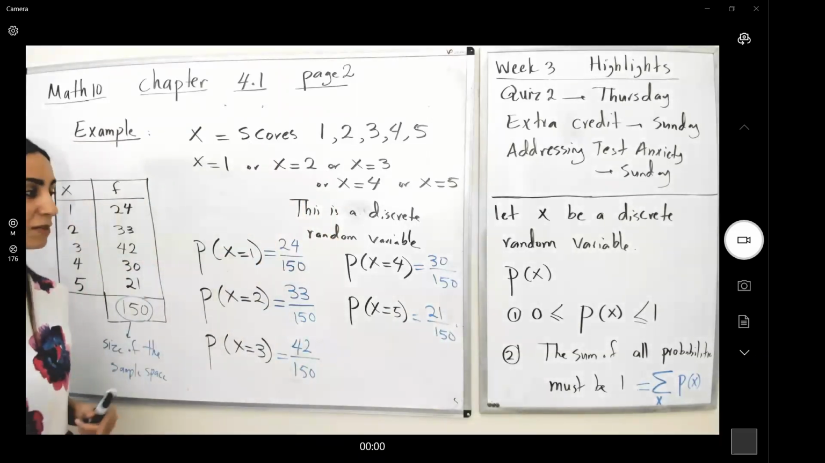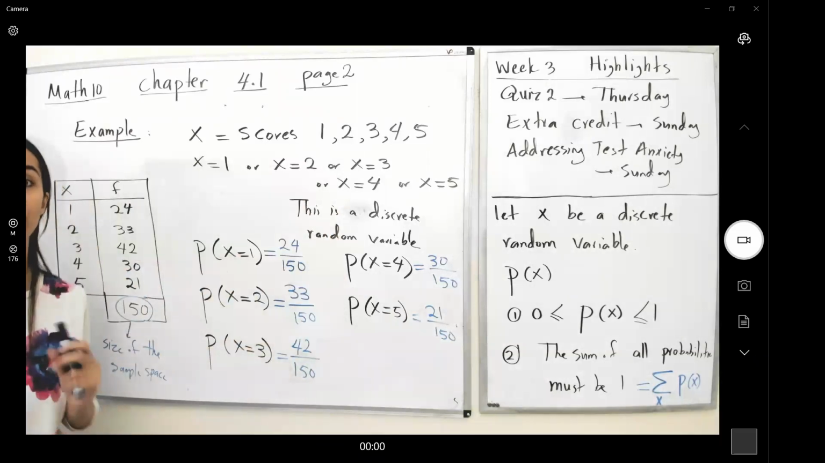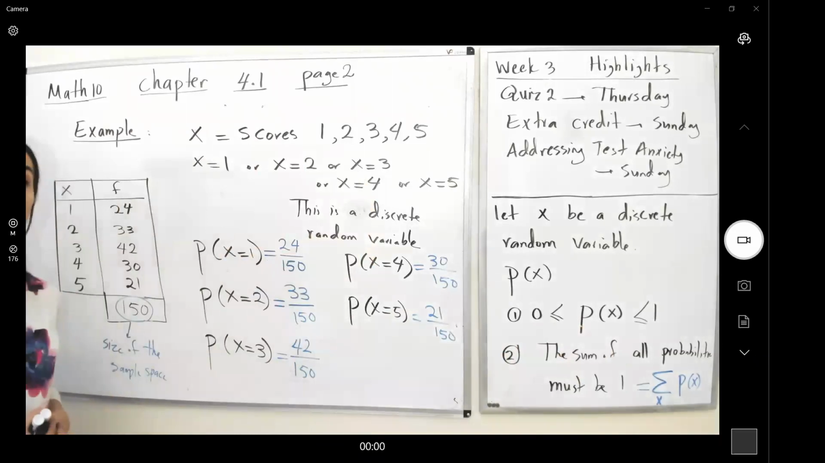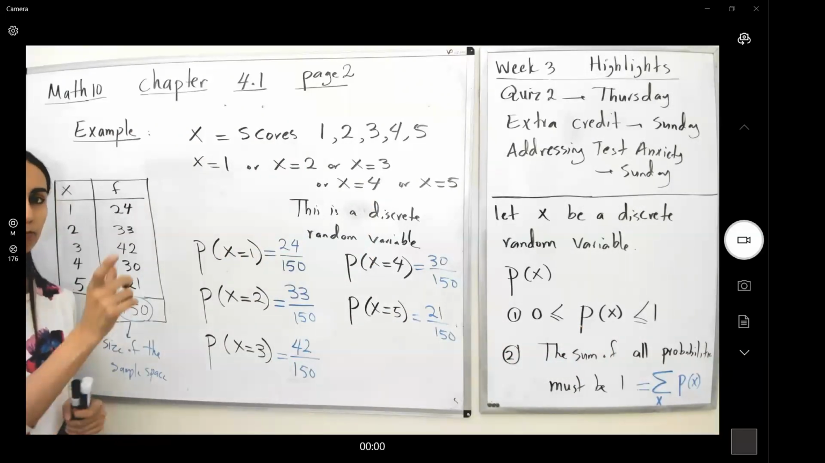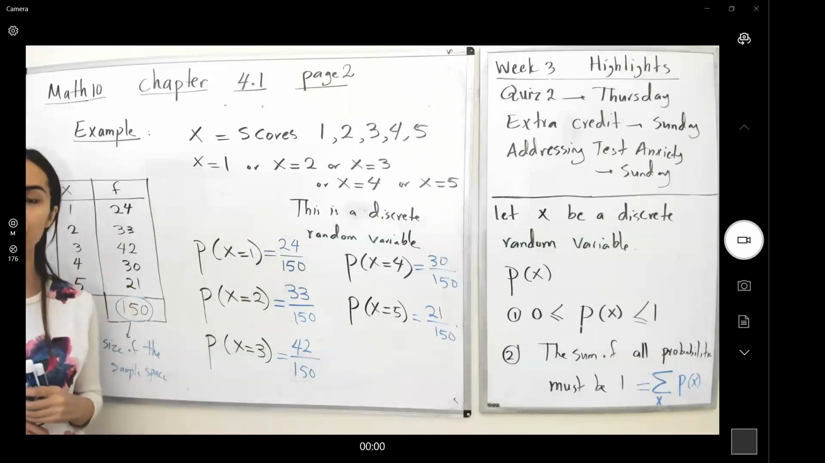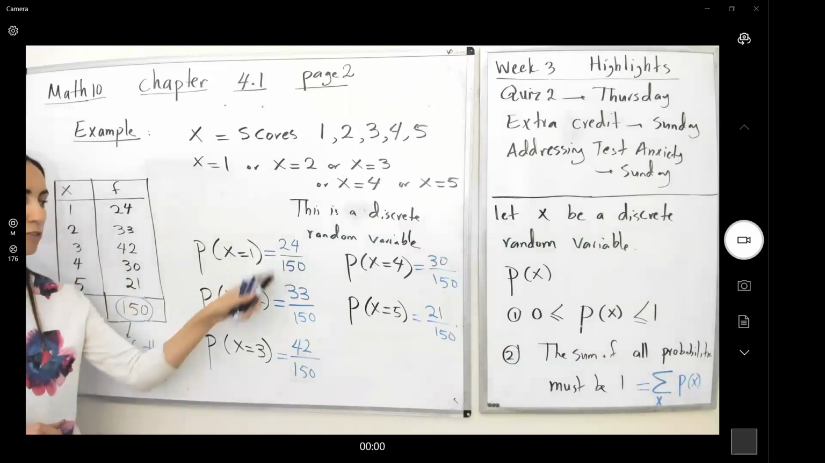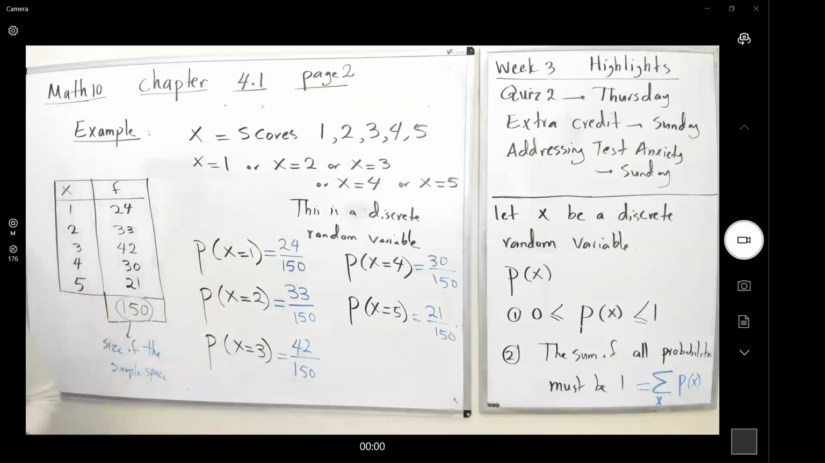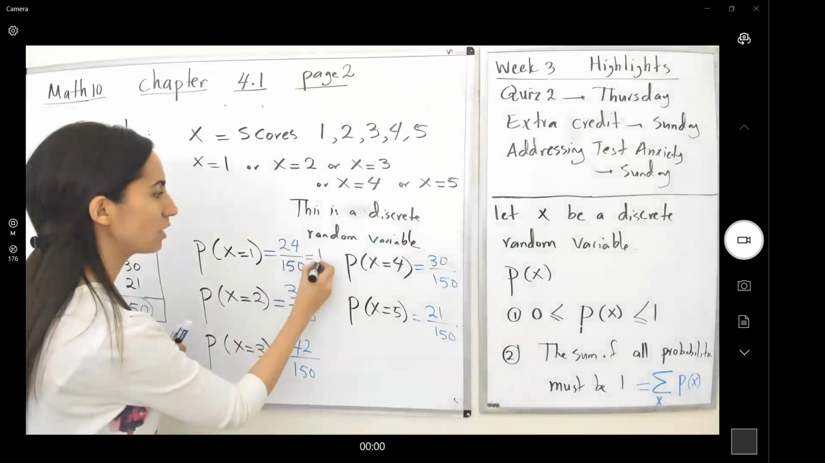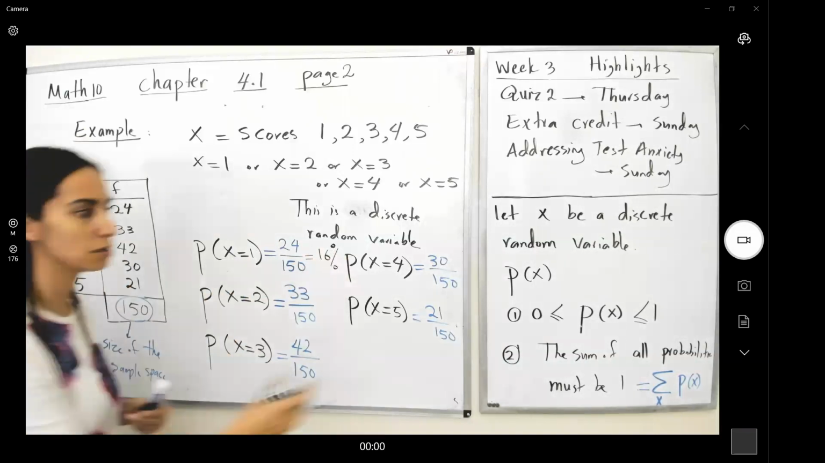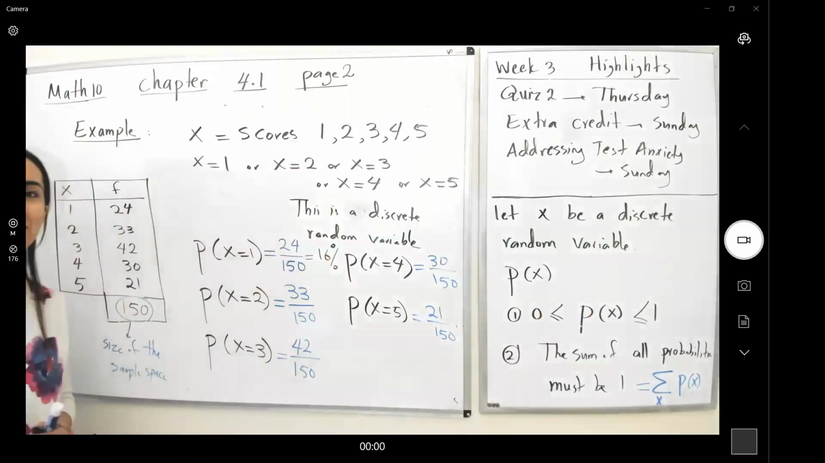Note that each of these fractions must be a number between 0 and 1. It must be a small number. So let us do the division for each of them. What is 24 over 150? 0.16, very good. So it means that you have 16%. 0.16, 16%, of course, it's a number between 0 and 1.